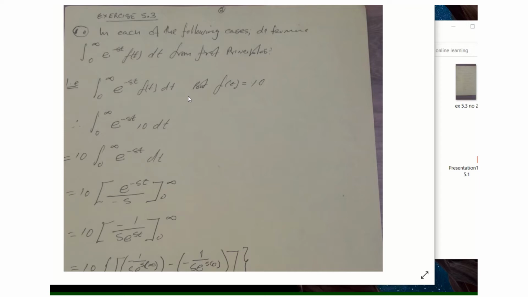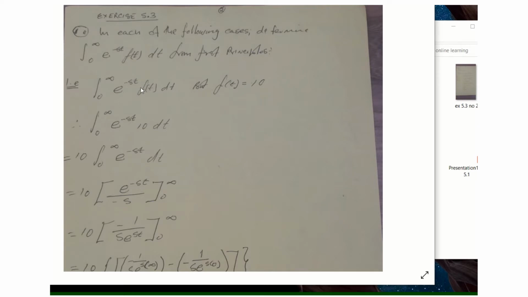So if we look at 5.3, number 1, they say in each of the following cases, determine the integral from infinity to 0 of e raised to minus st function of t dt from first principle. So I've decided to do number 1e. Number 1e, we are given a function of t as equal to 10. I could have taken any of those from a all the way up to t, but I've decided to take this one. The method that I'll use to do this e is exactly the same method that you have to apply to do the remaining ones, especially in that exercise 5.3, number 1.